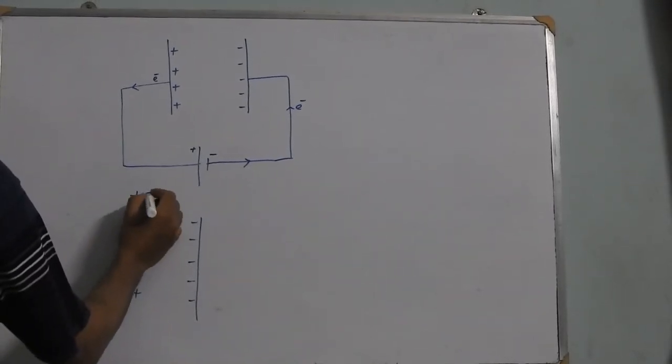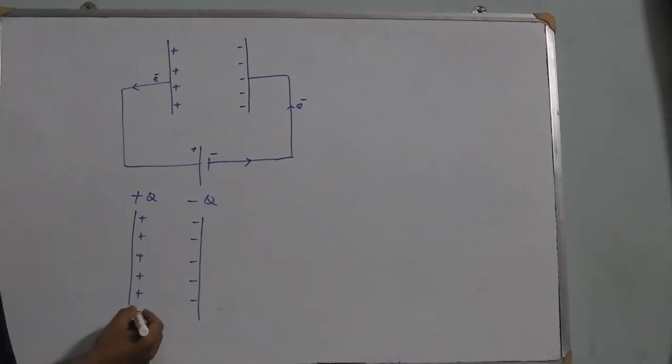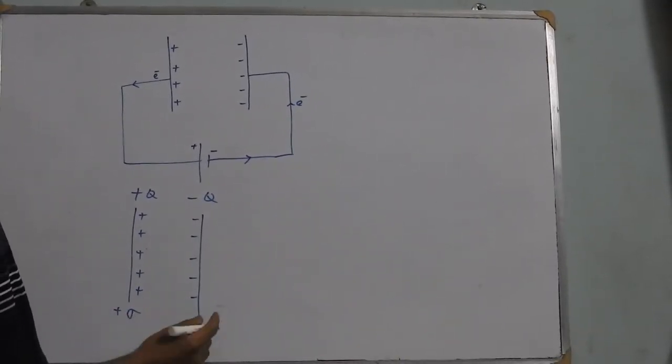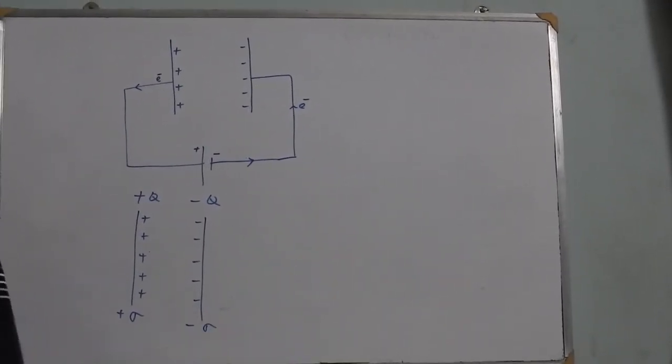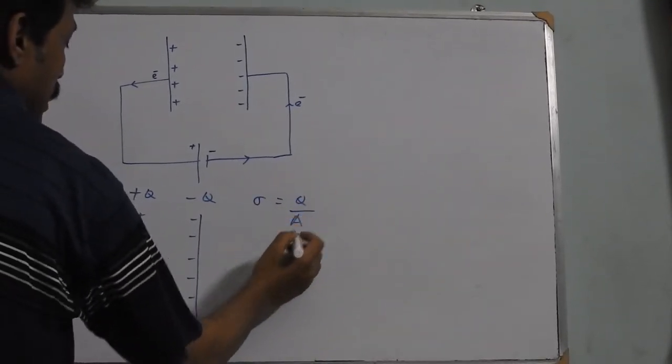If this is plus Q, then definitely this is minus Q. Also you can say that if the charge density is plus sigma here, the charge density will be minus sigma here, where charge density is equal to charge per unit area of the plates.